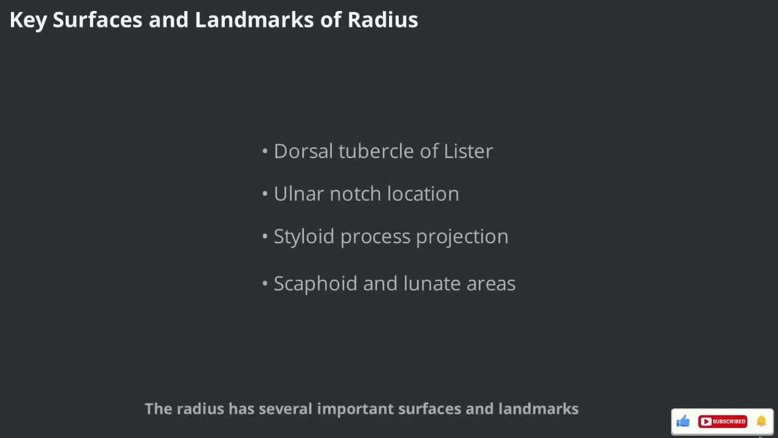The radius has several important surfaces and landmarks. The posterior surface presents 4 grooves for extensor tendons, with the dorsal tubercle of Lister as a notable feature. The medial surface houses the ulnar notch, accommodating the head of the ulna. Laterally, the styloid process projects downward, serving as an attachment point for ligaments. The inferior surface, with its areas for the scaphoid and lunate, is vital for wrist articulation. These anatomical details are essential for understanding both normal function and the impact of injuries such as fractures.